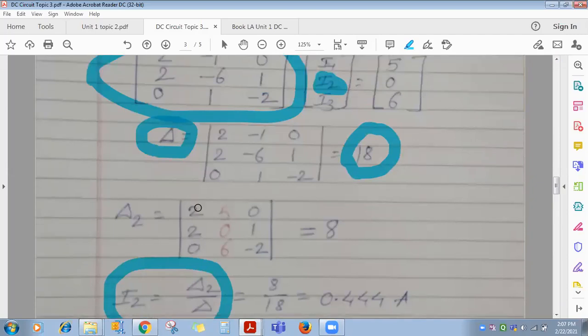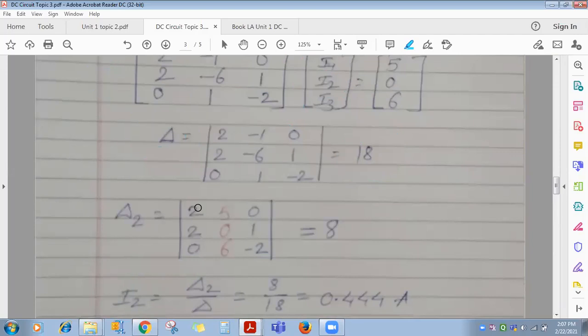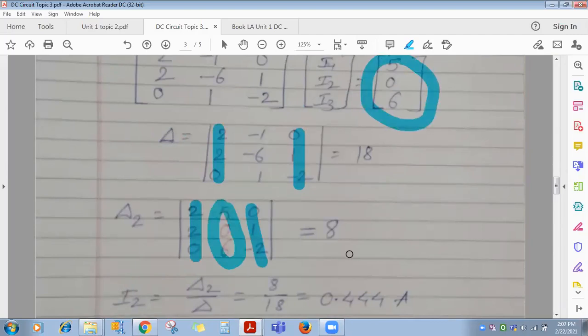See, if you observe del and del 2 matrices, del 2 means except the second column, the first and third are the same. And what about the second? The second one will be this B matrix. Put the second column as the B matrix, and the first and third columns remain as they are. Find its determinant. That will be 8. So I2 is del 2 by del.